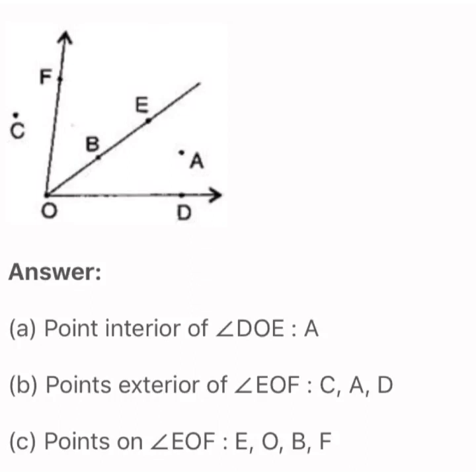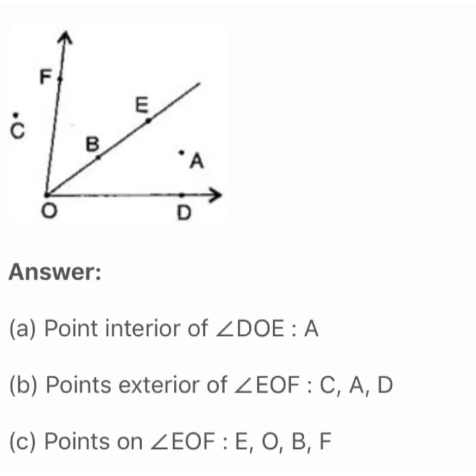Children, the 3 angles formed in this figure are angle FOE, angle FOD and angle DOE. So here it is written that we have to find out the point in the interior of angle DOE. So the point in the interior of angle DOE is point A. Now points in the exterior of angle EOF. Children, see the figure. The points in the exterior of angle EOF are C, A and D.